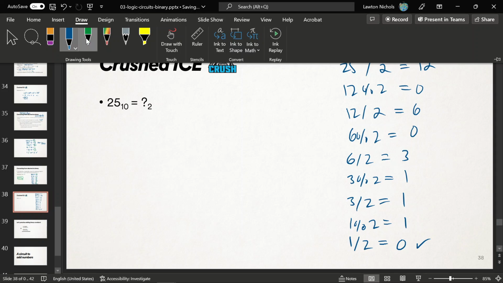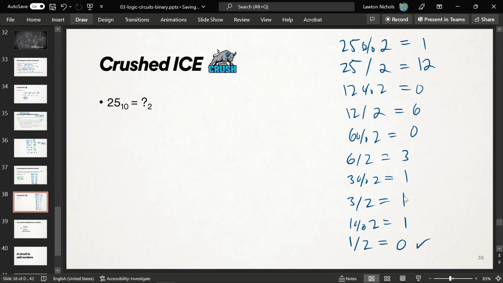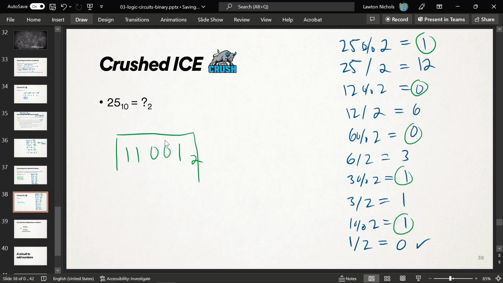So every time we took a remainder, we get an answer in reverse order. So it's 1, 1, 0, 0, 1. Okay? 1, 1, 0, 0, 1. That is the binary representation of the number 25. Is that what we got? Nice. Pat yourself on the back if you did.